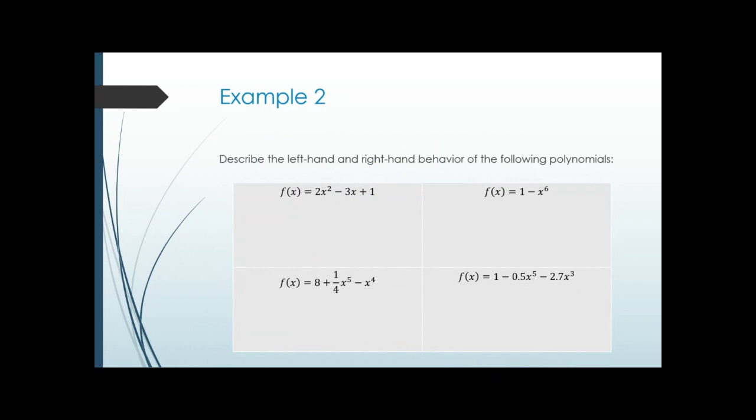So first one left, we have f of x equals 2x squared minus 3x plus 1. So the highest exponent is 2, which is even. And then our coefficient here is 2, which is positive. So we have something that is even with a positive coefficient.